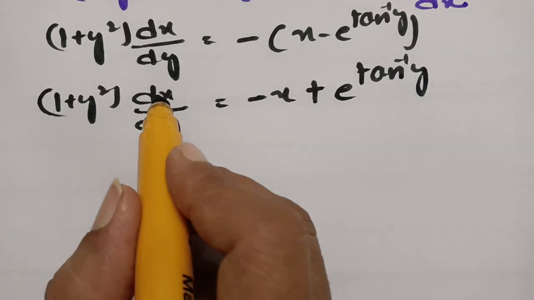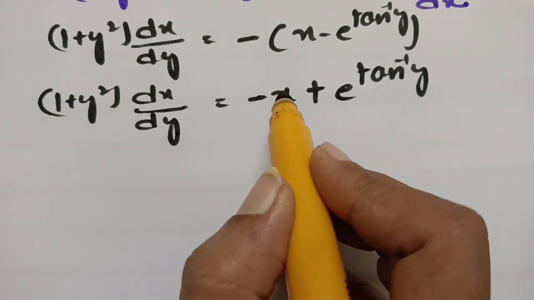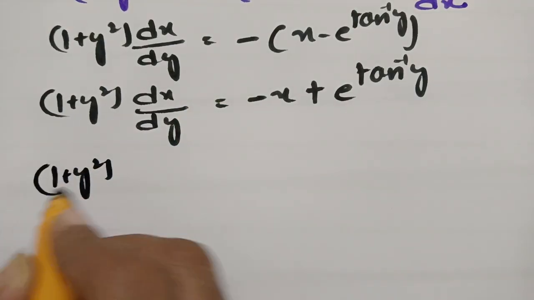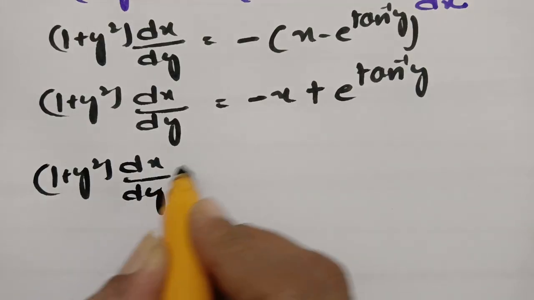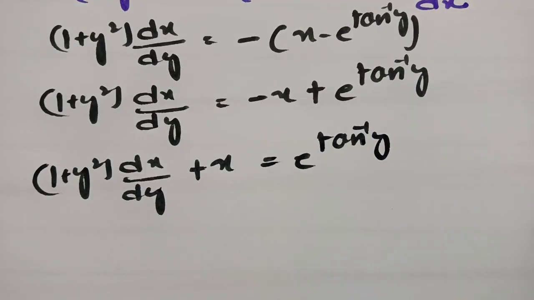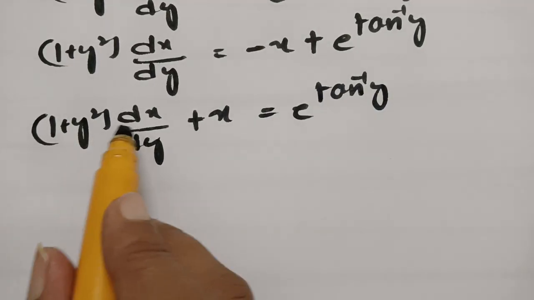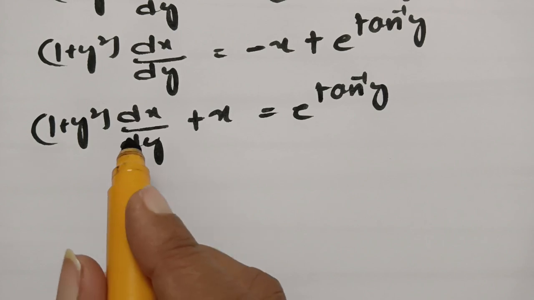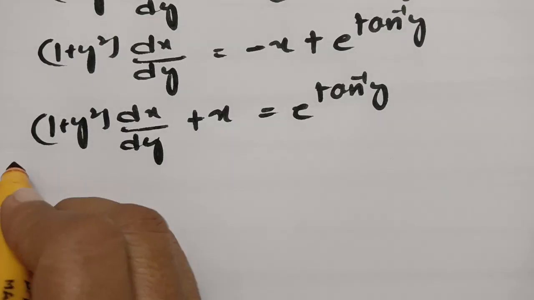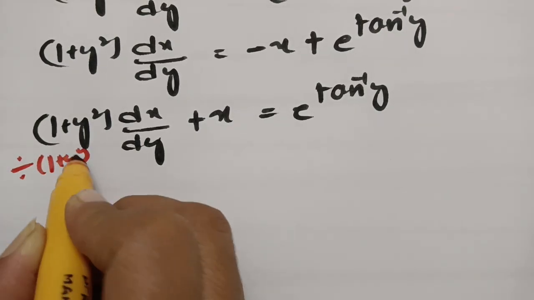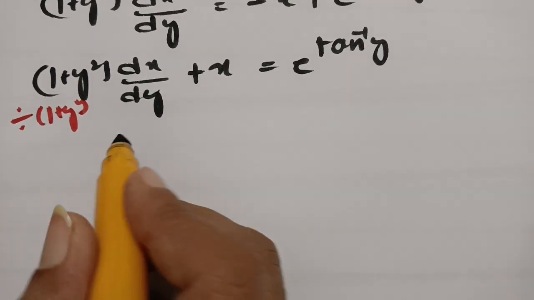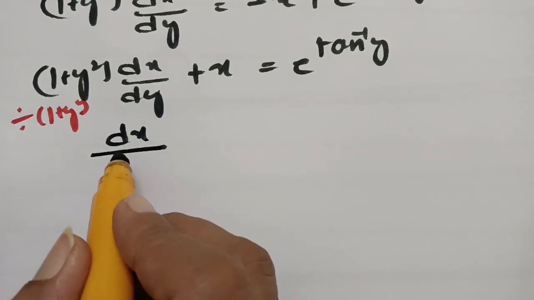If you observe this one, this is dx by dy. I want this x here, so I'm sending this x inside. That is, 1 plus y square into dx by dy plus x is equal to e power tan inverse of y. Clear? There is no term before dx by dy, so throughout the equation I'll divide by 1 plus y square.